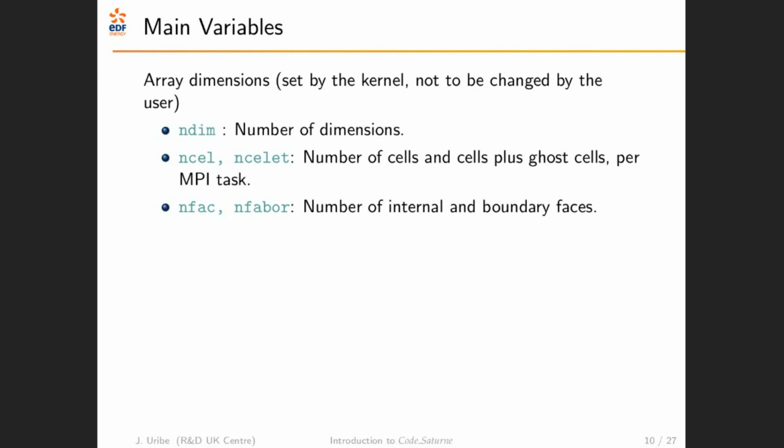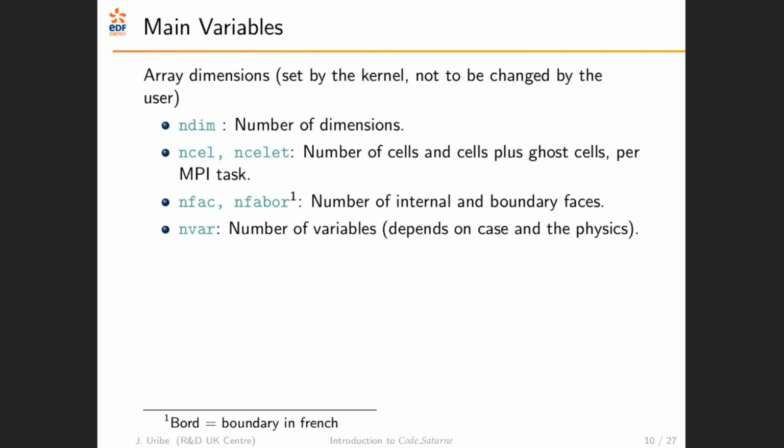Nfac is the number of faces, nfabor is the number of boundary faces. So everything in Saturn in terms of faces is split between internal faces and boundary faces. So you see that all the things like face area or normal vector of the area or any value that is stored at the face is either for the internal faces or for the boundary faces. So there's a clear separation between those two.